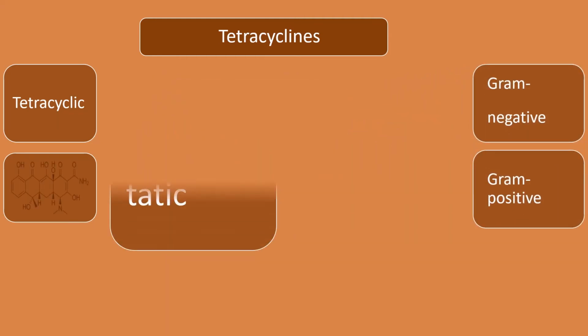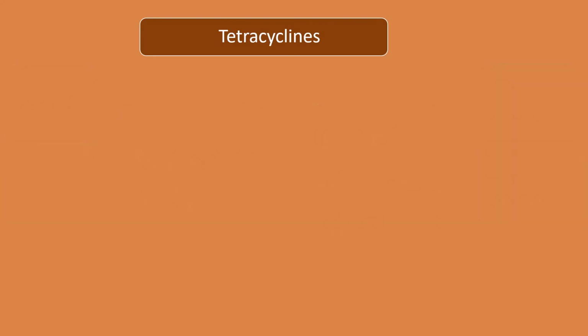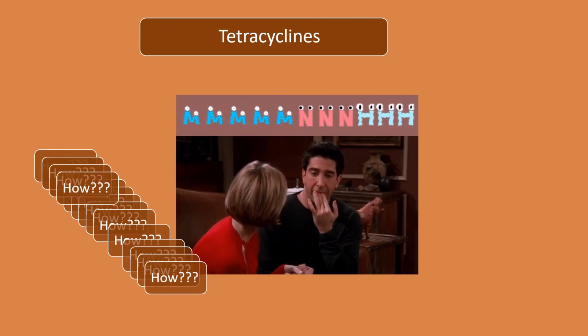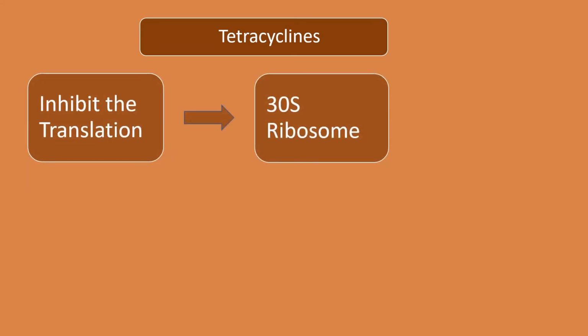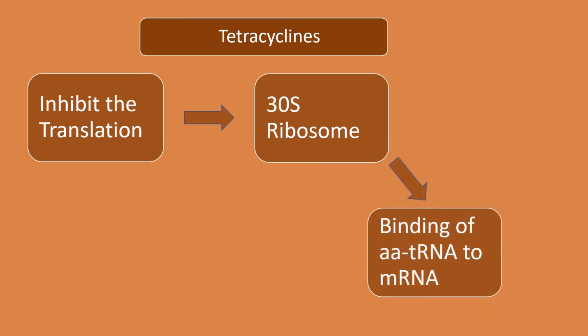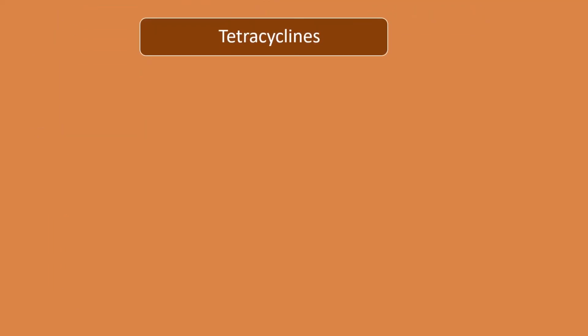They interfere with the protein synthesis of bacteria. You might think, how do they do that? They stop the initiation of translation by binding to the 30S subunit. They inhibit the binding of amino-acyl tRNA to messenger RNA, which is necessary for initiation of translation. Amino-acyl tRNA is a transfer RNA complex that delivers single amino acids to the ribosomes for polypeptide formation. Some common examples of tetracyclines are tetracycline, oxytetracycline, and many more.